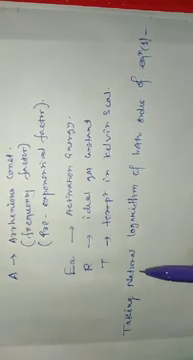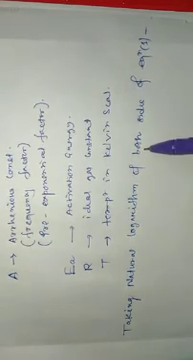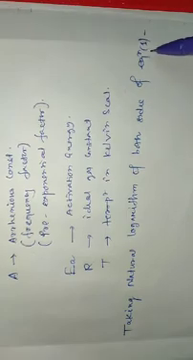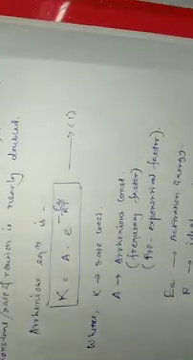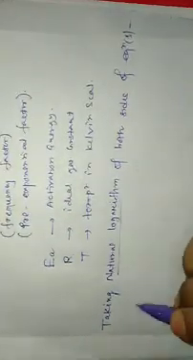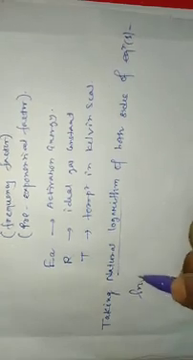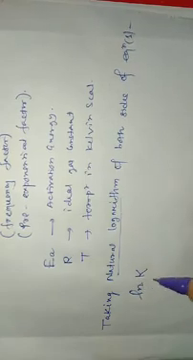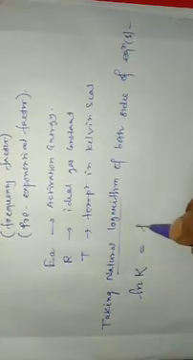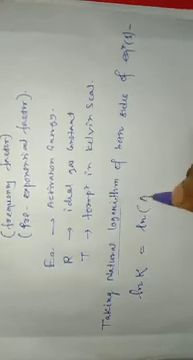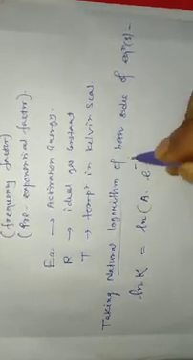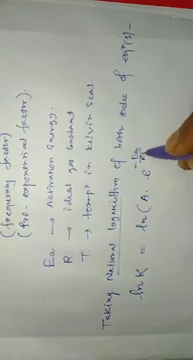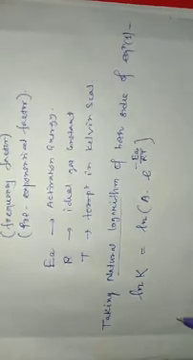Now taking the natural logarithm of both sides of equation 1. Equation 1 means the Arrhenius equation. Let us consider it as equation 1. Taking the natural logarithm on both sides, where ln equals 2.303 log, we get ln k equal to ln of A into e to the power minus Ea divided by R into T.